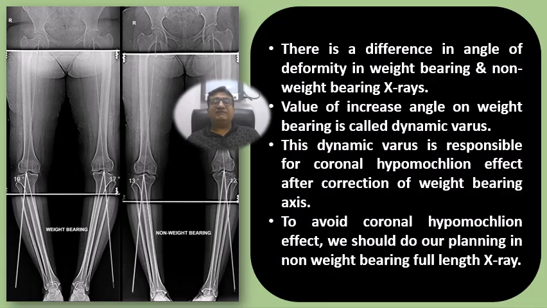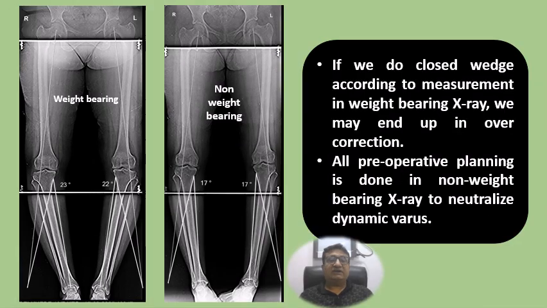Once we correct this deformity and shift the weight-bearing axis to the lateral compartment, the dynamic varus will disappear at the tipping point. To avoid this coronal hypomochlion effect, we should do all our planning on a non-weight-bearing full-length X-ray. Then we can achieve the desired correction. Otherwise, we may end up with overcorrection.